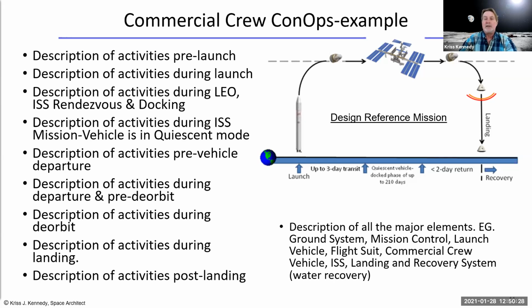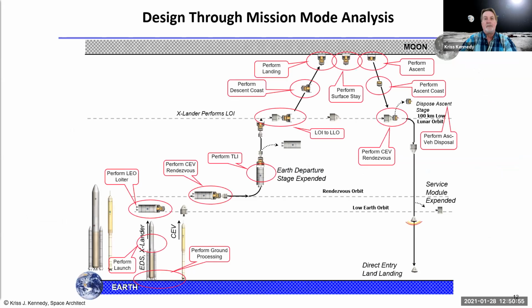So really, this is an encompassing document that is a forcing function to make you think about all the different aspects of the mission modes, and description of those major elements. For example, the ground system, mission control, launch vehicle, flight suits, commercial crew vehicles, ISS, landing and recovery systems. All of this is incorporated into the concept of operations.